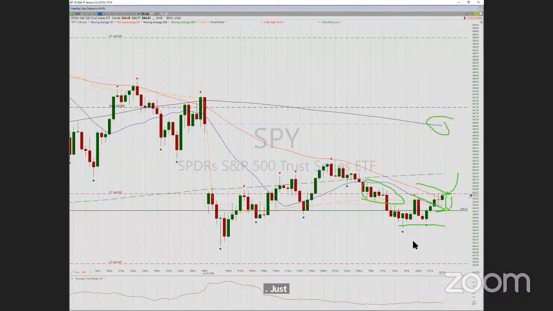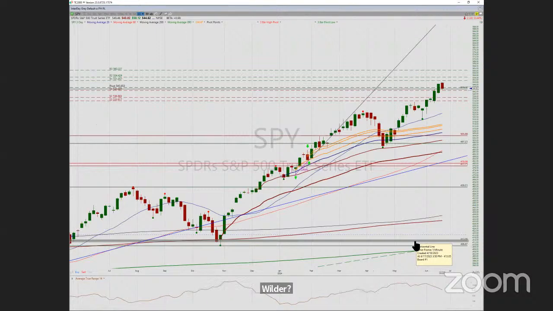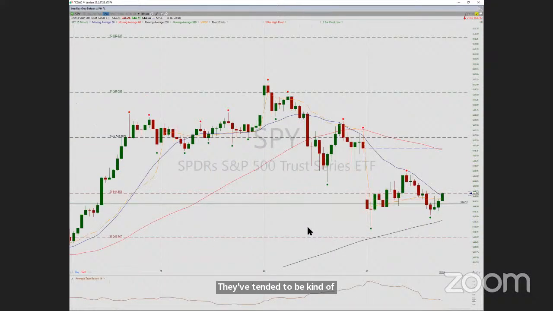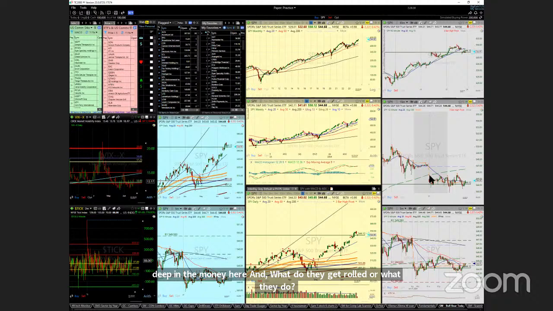Right. These kinds of days many years ago used to be wilder. Not only in recent years, but some years back, they've tended to be kind of non-events, except for the last half hour of the day where things get wild as those positions are getting closed out. There are some big option positions in SPX that are deep in the money here. Whether they get rolled or what they do, I don't know, but it can have an effect of moving things around.